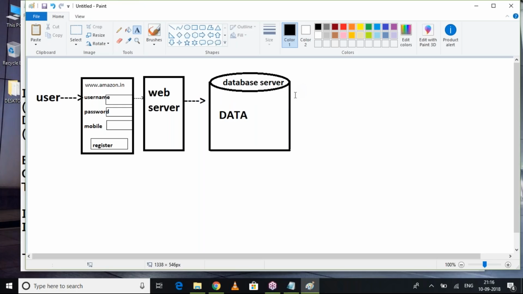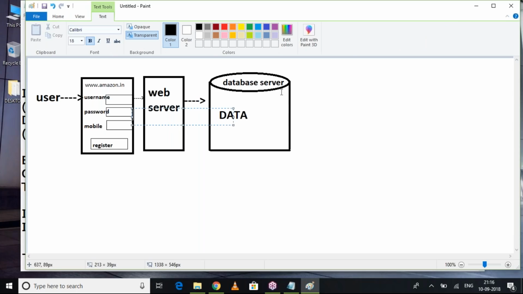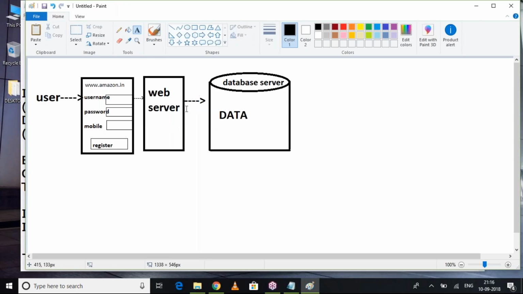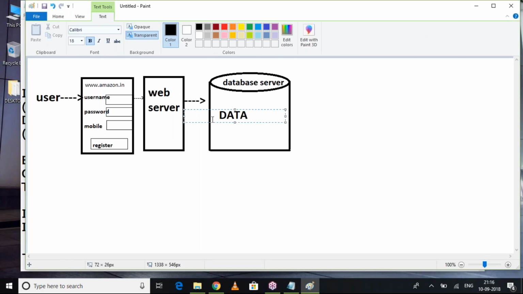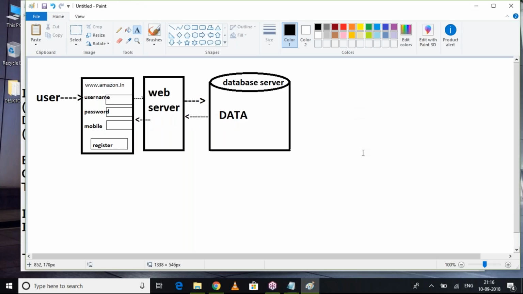Finally, I will get a reply like "registered successfully." Hope you understand what I am explaining here. So you are getting the data like this. In the same way, the information is you are getting back. This is the process.